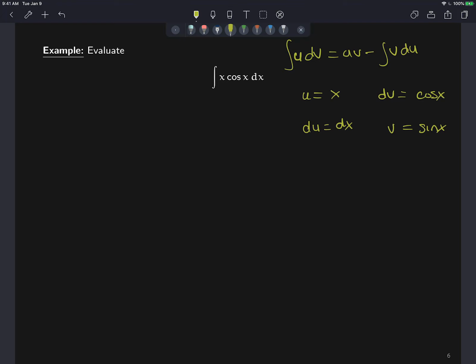Okay, so now I have the parts written down. So my integral of x cosine x dx would be u times v. So I'm not going to use the colors anymore. So it's x times sine of x minus the integral of the two things we calculated, v du, sine of x dx.